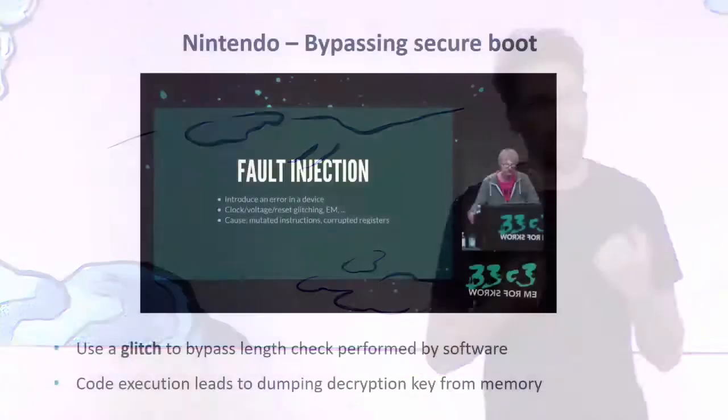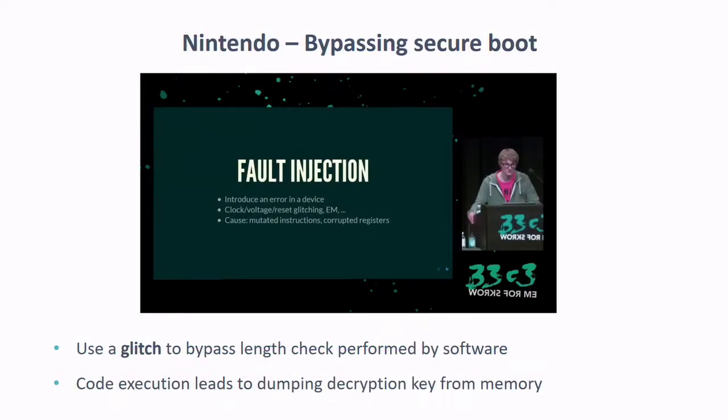In similar fashion, the guys looking into Nintendo figured out that by injecting a glitch, it is possible to bypass a length check that was used during boot that guaranteed that an image that was loaded in was not too large. And by bypassing this check, it also resulted in code execution and the asset that they were interested in, the key, that was only accessible using that moment in time.